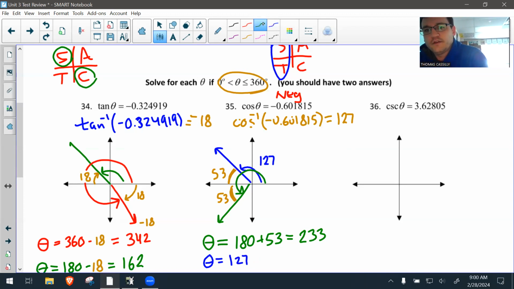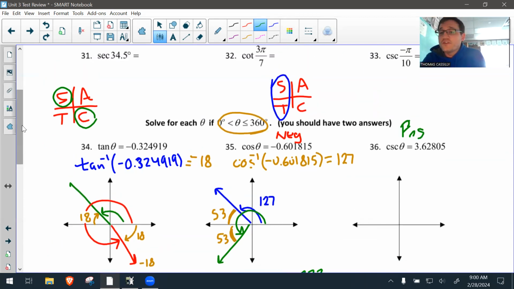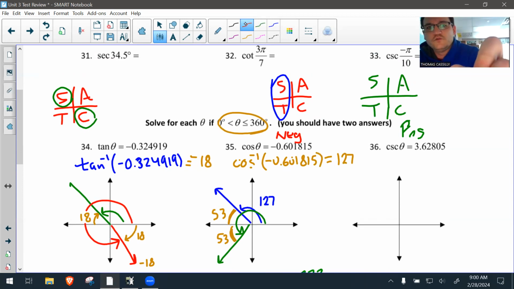All right, and on this one, it's positive, but we need to consider that it's cosecant. Positive cosecant matches up with sine. So our answers should be in quadrant 1 and quadrant 2, and we need to take the inverse sine. Since it's a reciprocal, we have to do 1 over that number.